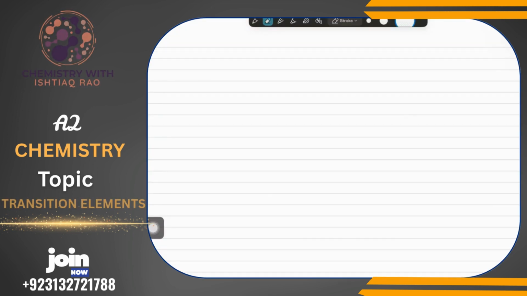So we are going to discuss transition elements. If you remember from IGCSE or O levels, we used to discuss the periodic table, in which we discussed different groups, different periods, and the position of elements. If you can see the periodic table, it is just like that.